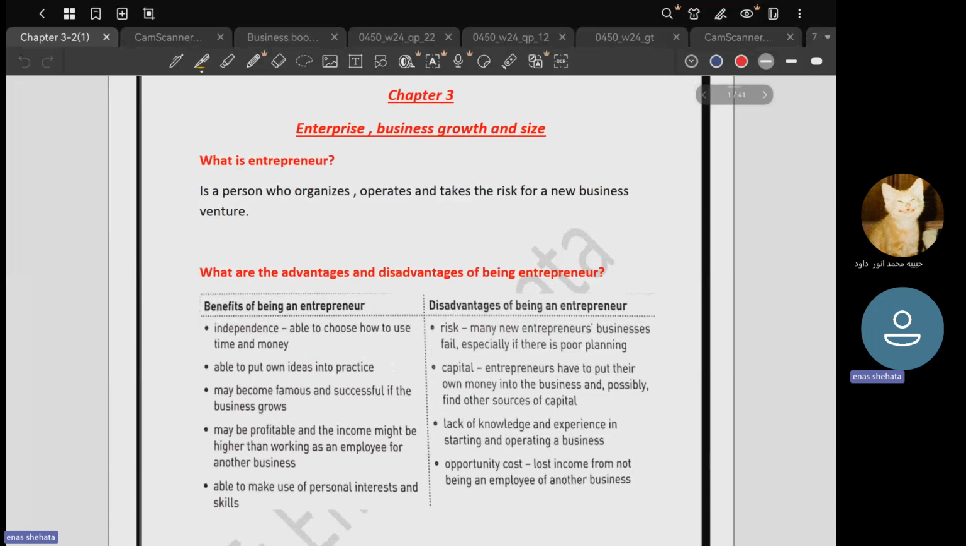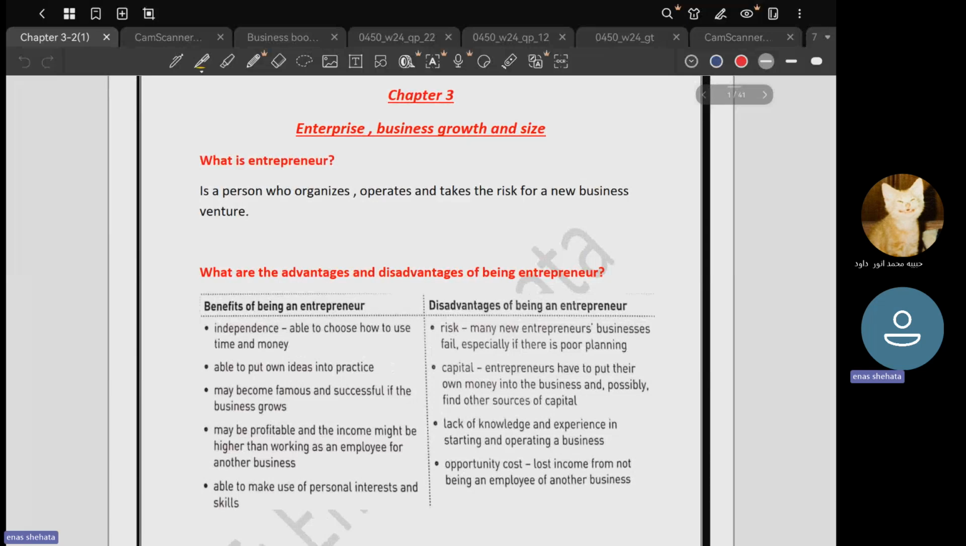Able to put your ideas into practice. For example, I want to open a school and I want to replace all books with tablets. So it's my own idea, and I can apply this idea in my business. Why? Because it's my own business. If I'm a normal teacher in the business, can I apply my own idea? It's not a must. It depends on whether the owner or the manager agrees or not. So if it's my own business, I have complete freedom to apply any ideas I have.